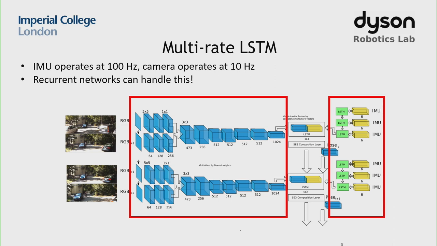Then the second component of our network is our multi-rate framework. The IMU data operates at 100 hertz, much faster than the camera data, which comes in at about 10 hertz. This difference in sampling rate is a situation which you very often encounter in time series data. But for recurrent neural networks, it's not really a problem, because all we do is step one network at a faster rate than the other. So we run the IMU network for 10 steps, and then we concatenate that feature with the visual part of the network, which you only run for one step.